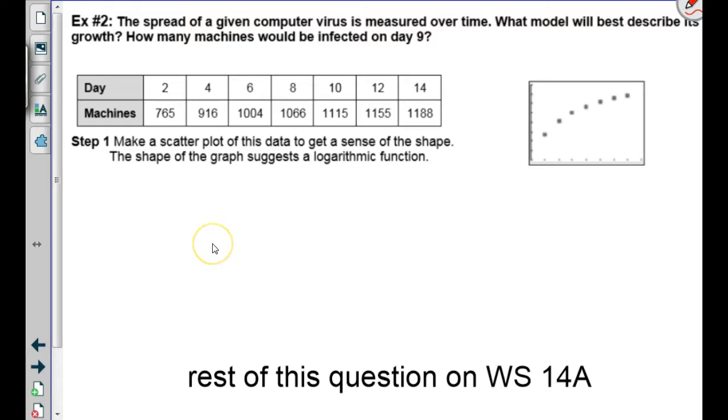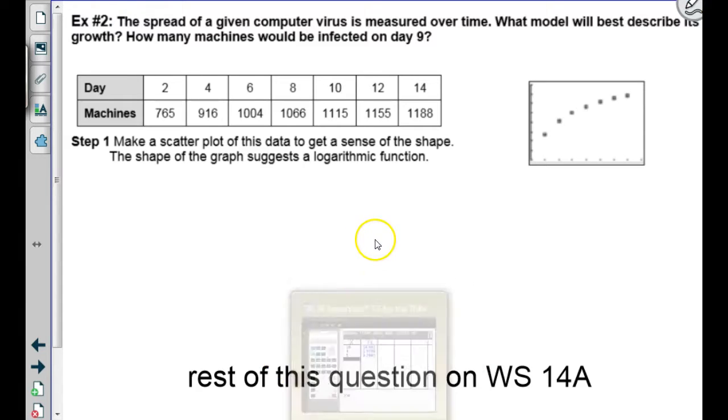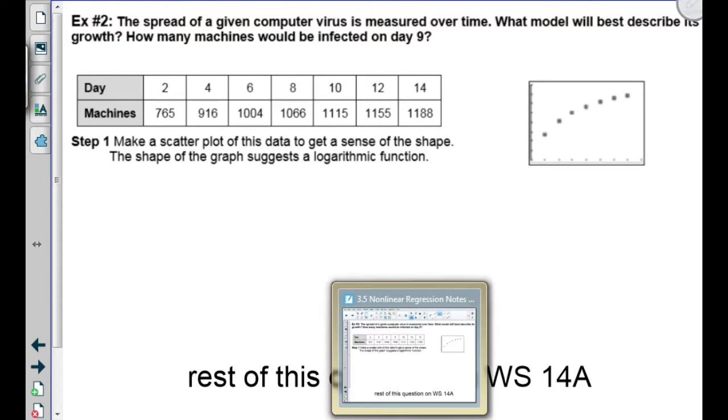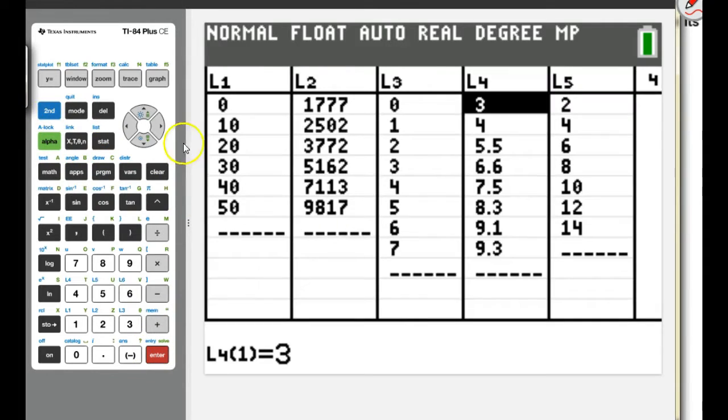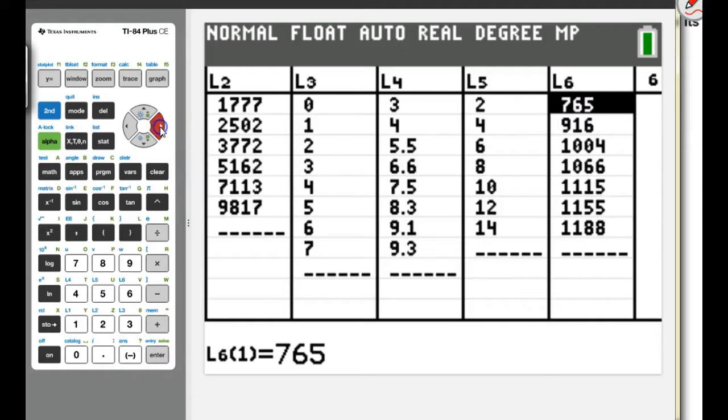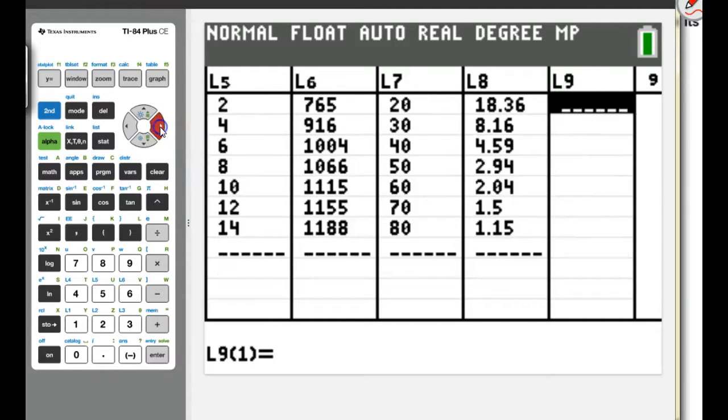So we're down to example 2. Can you type this one in? This starts at the bottom of 13B, but it carries over to 14A. So I hope you got both worksheets out. So stat, enter. So 2, 4, 6, 8, 10, 12, 14, is that what I'm doing? Is that one? Okay.